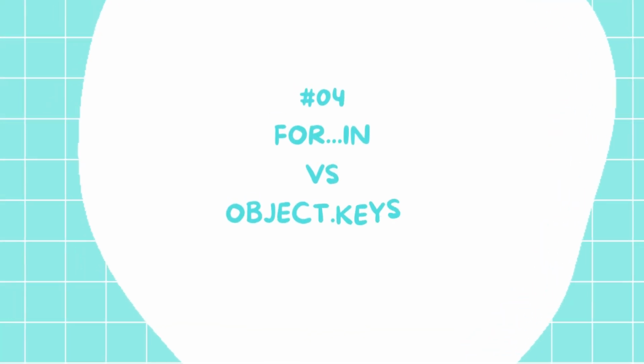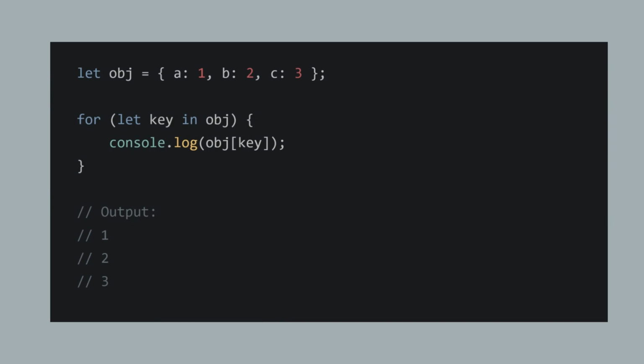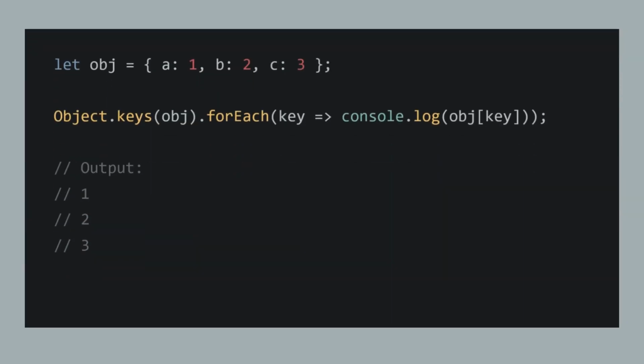Number 4, replacing forIn with Object.keys. The problem with forIn is that it can loop over inherited properties and cause bugs. But Object.keys is safer because it will loop through actual properties of your objects. In this example, we can see an object with properties A, B, and C, and the forEach method looping through the object.